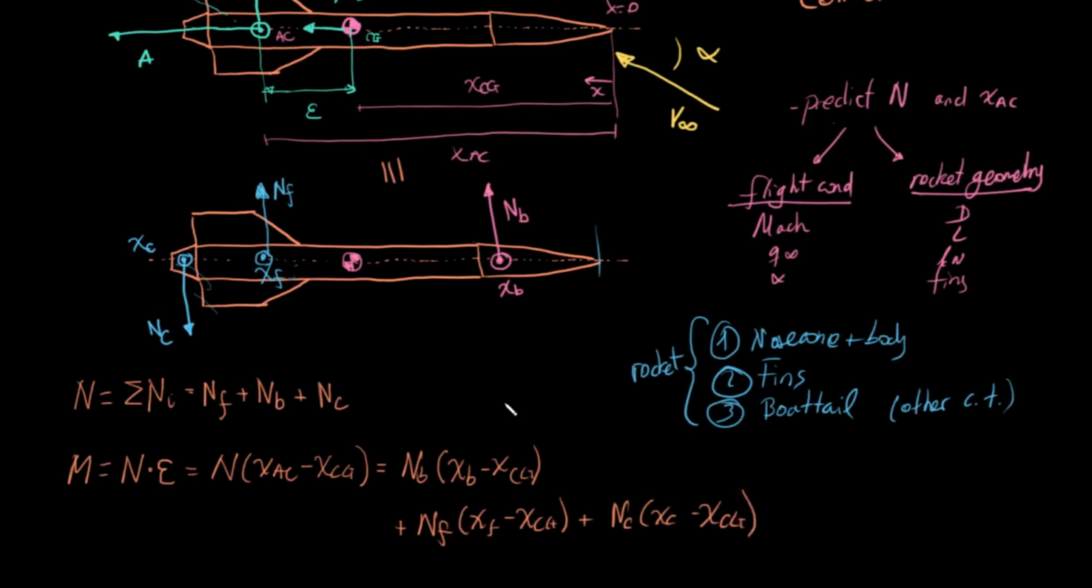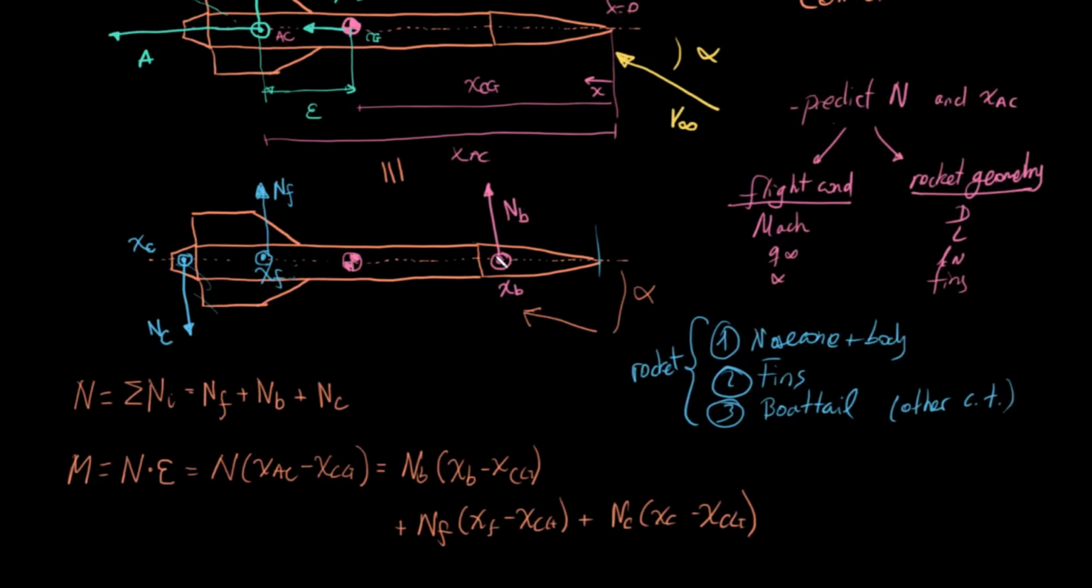And you can see here that the direction of these normal forces is not arbitrary. Let's draw alpha again here. At a positive angle of attack, the normal force due to the fins is going to try to restore the rocket.